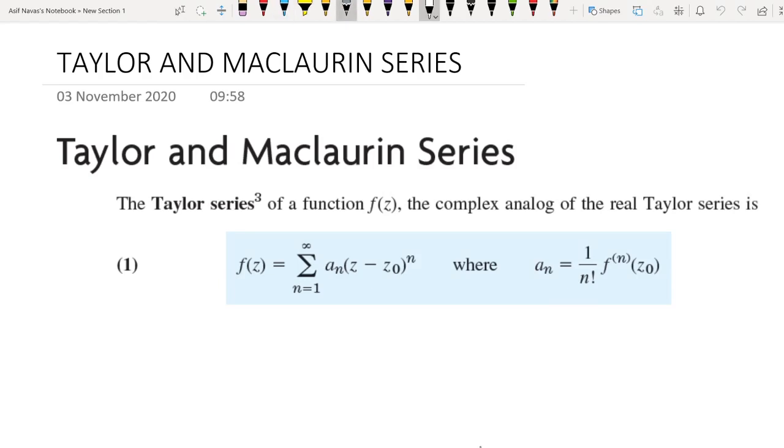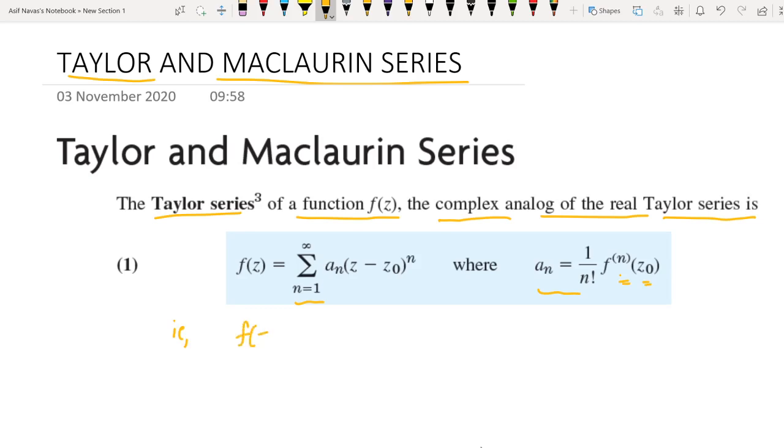Next topic, Taylor and Maclaurin series. The Taylor series of a function f of z, the complex analog of the real Taylor series, is f of z equal to sigma n equal to 0 to infinity a n times z minus z naught all power n, where a n is 1 by n factorial times the nth derivative of f at z naught.